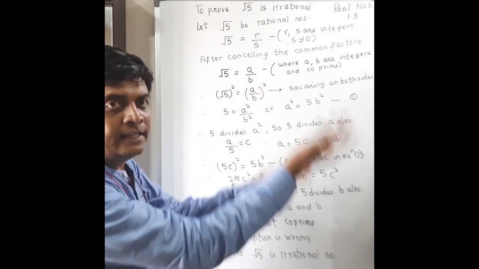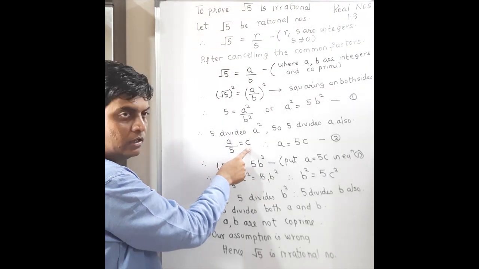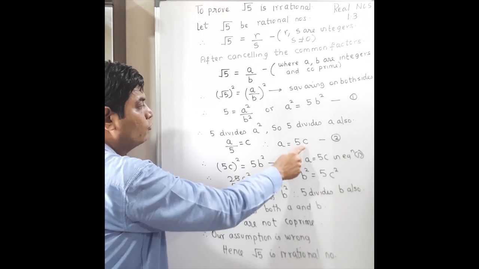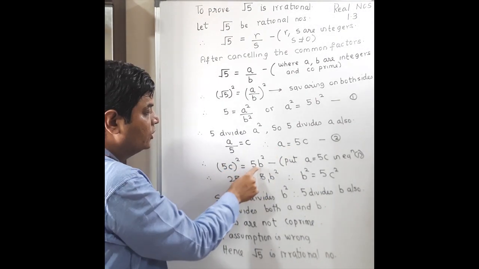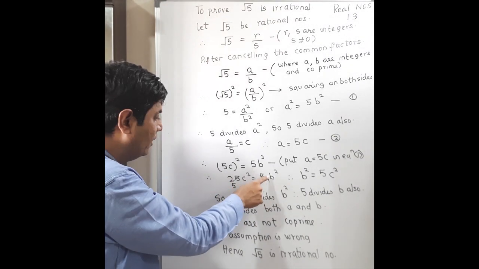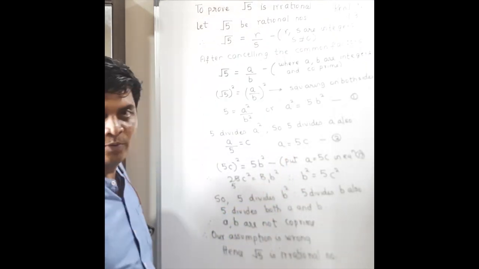So let that integer be c. So what do I get? a upon 5 is c, so a is equal to 5c. Again, what I do is square both the sides. So what do I get? 5c the whole square is equal to 5b square. 25c square is equal to 5b square. 25 gets cancelled with 5, and I get b square is equal to 5c square.